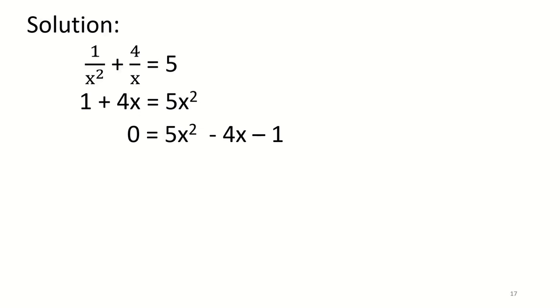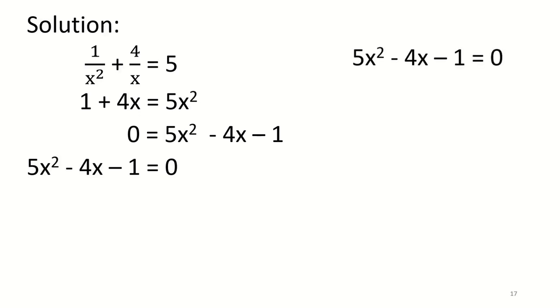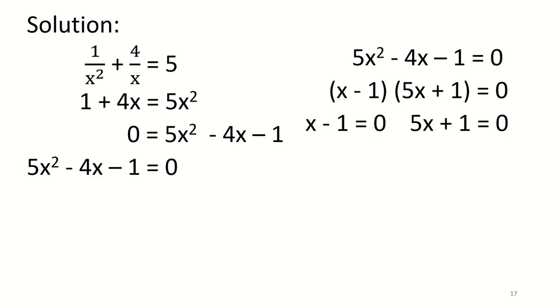Factor the 5x squared minus 4x minus 1. So the factors are the quantity of x minus 1 times the quantity of 5x plus 1 equals 0. Then solve the values of x.